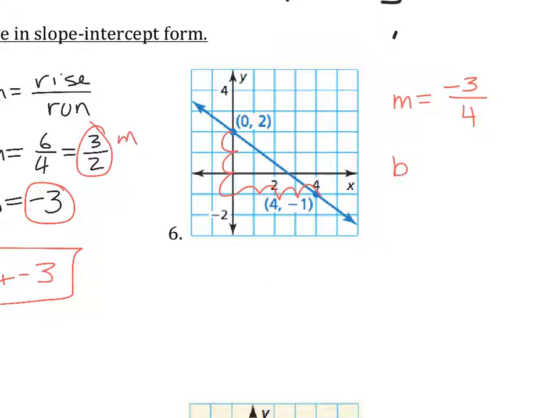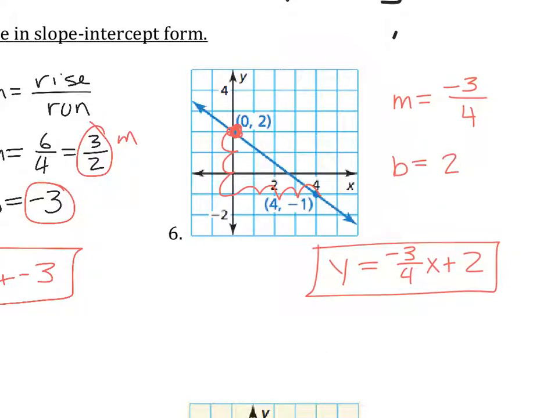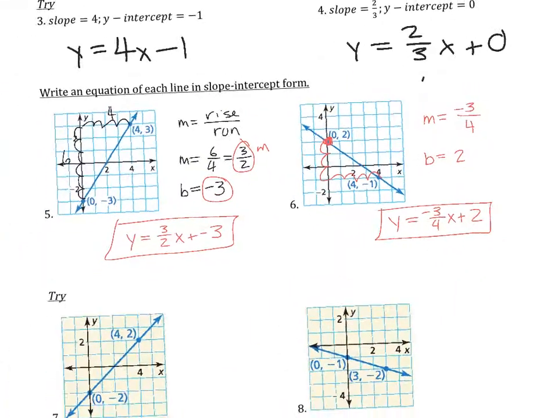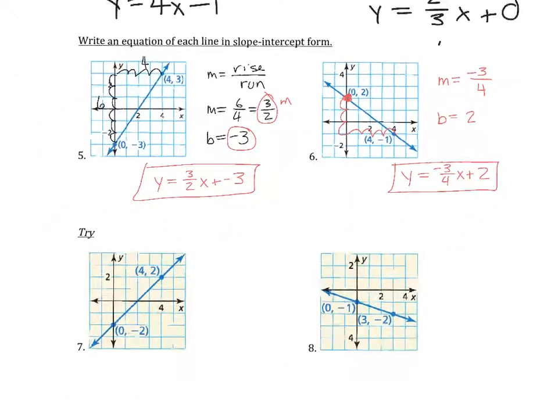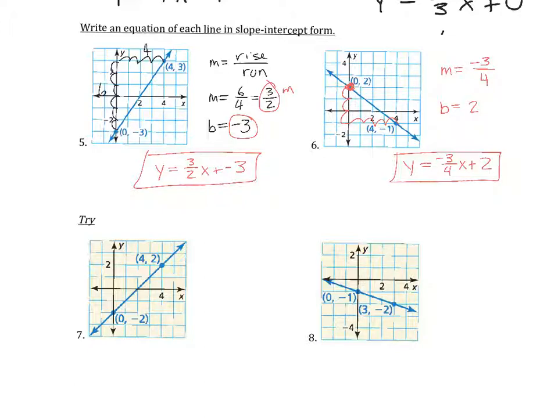My b, my y-intercept, is where my line crosses the y-axis. It's right here, and that's up 2, so my b equals +2. So then once I have m and b, I'm ready for y = mx + b. Done. Okay, so there are 2 examples. Go ahead and pause the video, try these two, and then go ahead and play the video when you're ready for me.